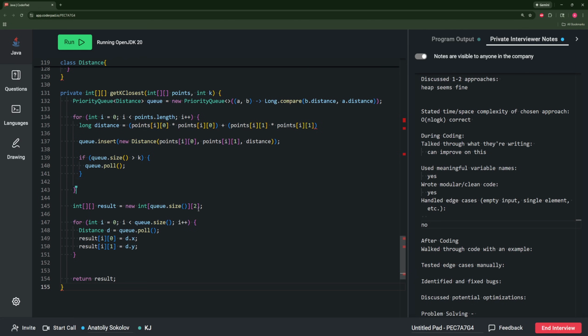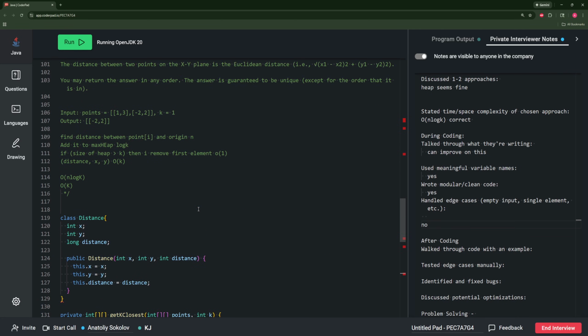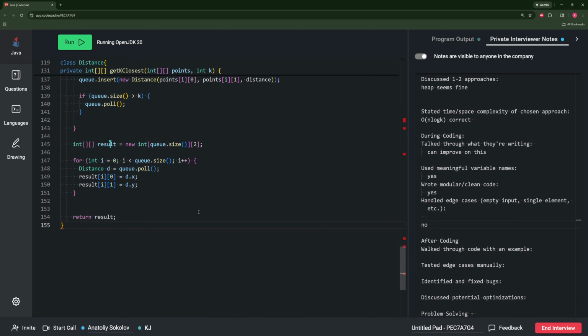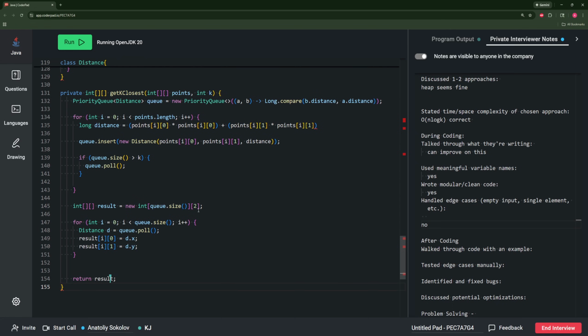Once that is done, I will be computing the result array. I'm initializing it to the queue's size, since we might not always have k points. So I'm looping through the queue, removing the element, getting the x and y, storing it into the result array, and then returning it.